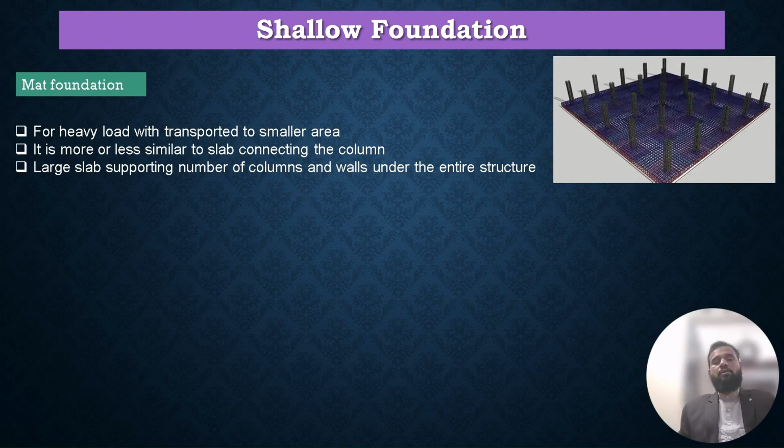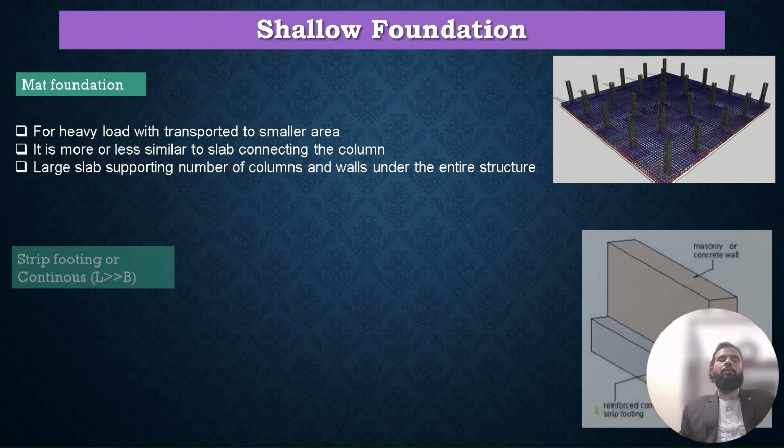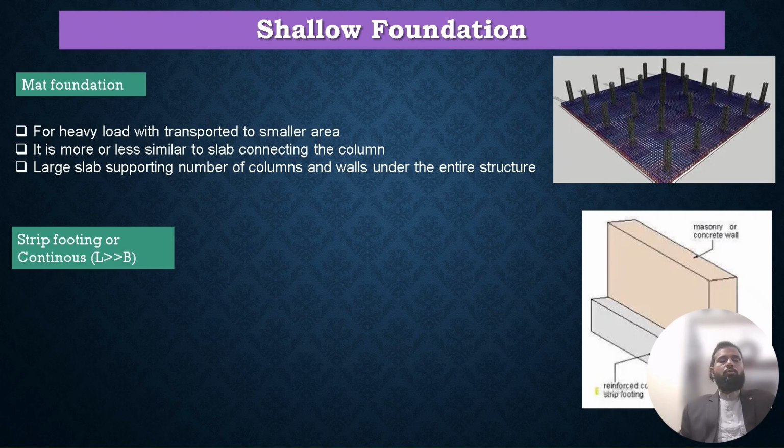Just the reverse case: normally the slab is up and the column is down. In this case, the slab is down, and then we have the columns connected to it. So basically this is to transfer the heavy load to the ground in a smaller area.